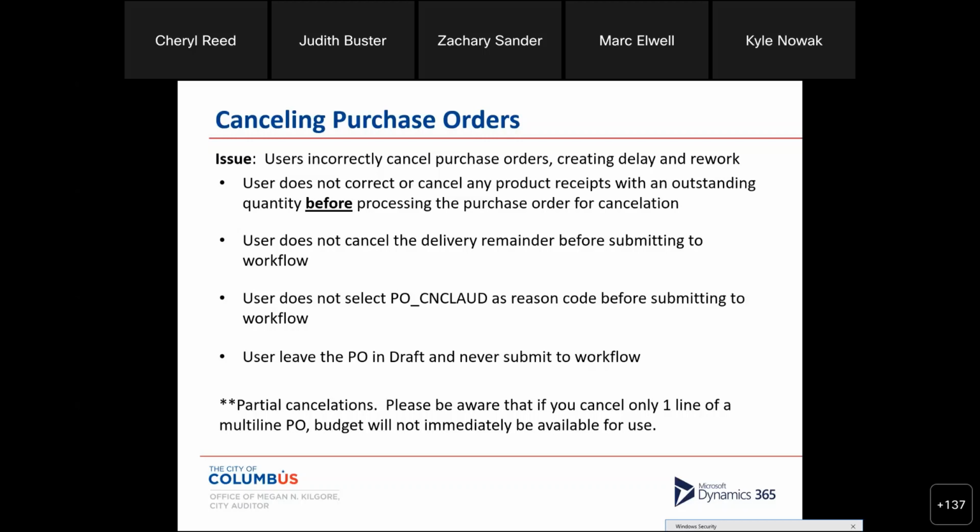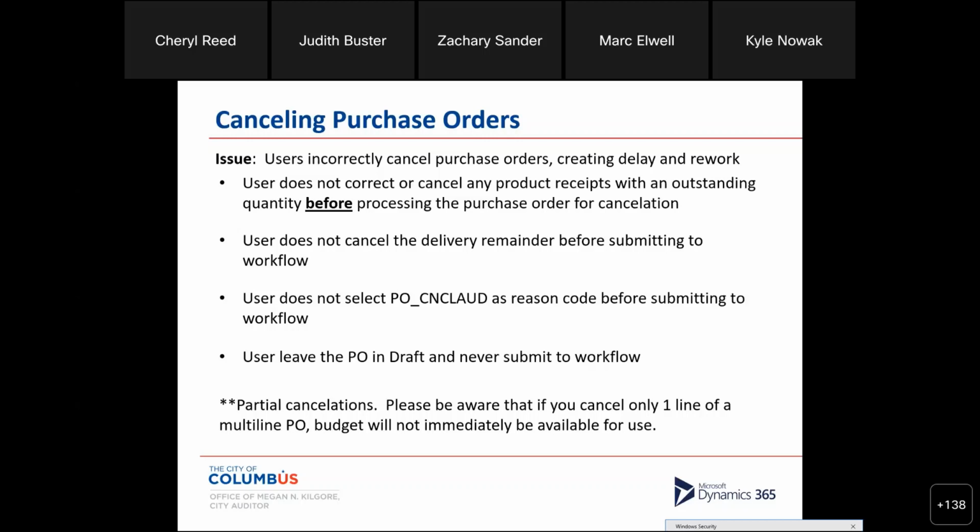So these are definitely things to be aware of if you're canceling purchase orders. Some of the common things we see, outside of the product receipt issue: the user doesn't cancel the delivery remainder before submitting to workflow. They don't select the proper reason code, which is PO_CNC LAUD, before submitting. Or the user processes it, but then leaves the PO in draft and never submits it to workflow. Those are some things to be aware of.